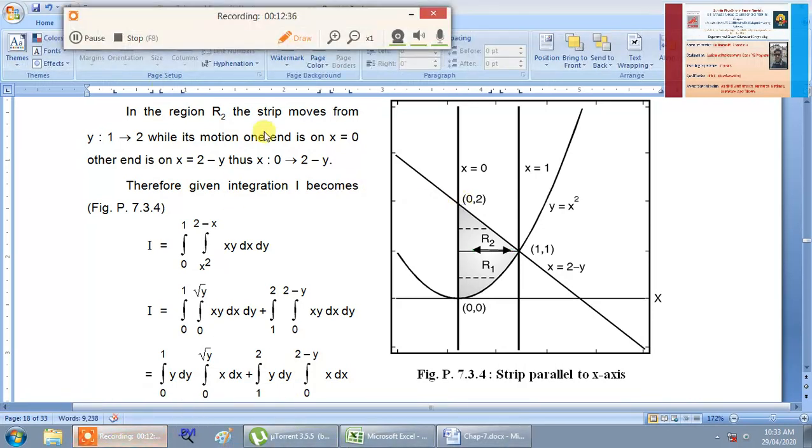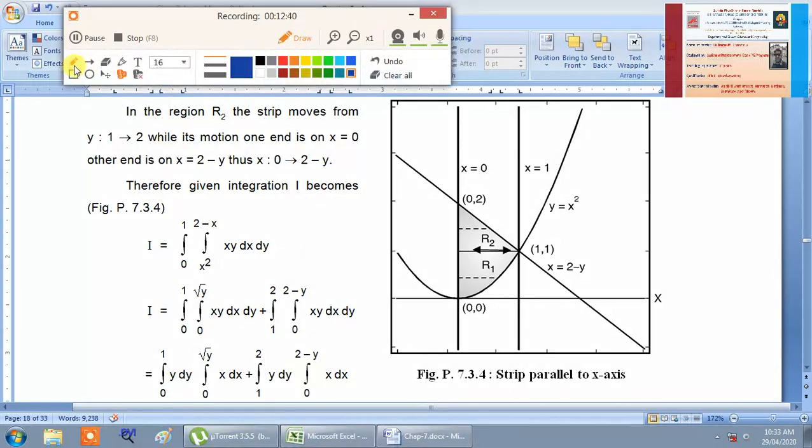My outer integration limit varies from, in region R1, y varies from 0 to 1, and in R2, y varies from 1 to 2. Now what is happening as far as x is concerned? Let us go for finding the limit of x. How to find the limit of x?